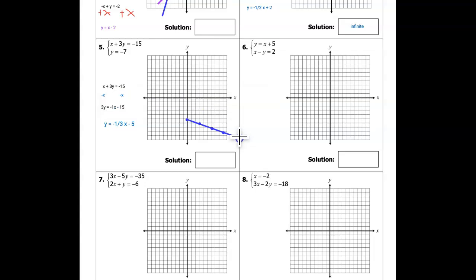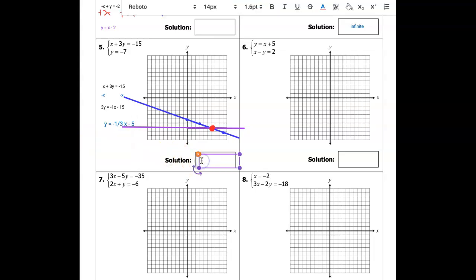For the second equation, because we just have y equals negative 7, we're going to go down to 7, and then that line is just going to have a 0 slope. It goes straight left and right. And so we can see where we intersect right here at 6, negative 7.